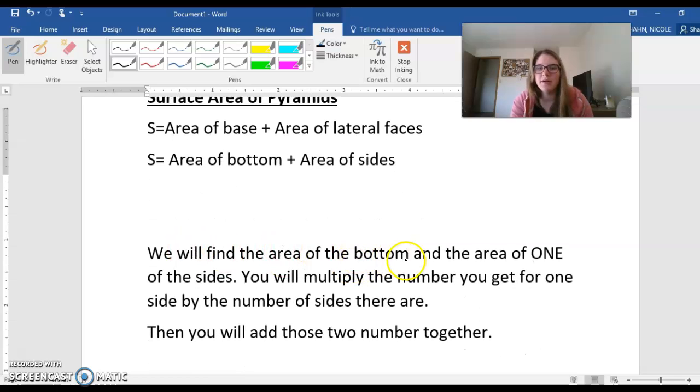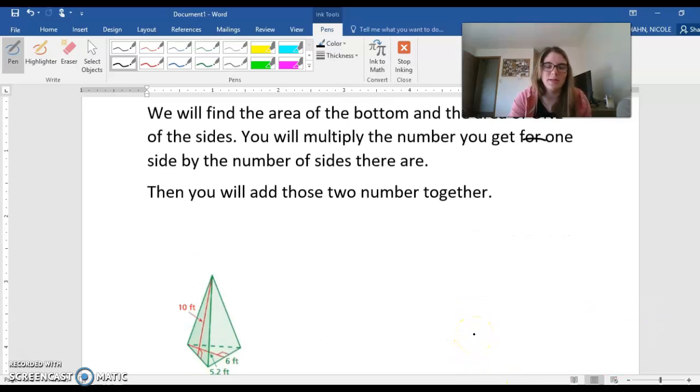So first we're going to find the area of the bottom and the area of one of the sides. Then you'll multiply the number you get for one side by the number of sides that there are. So whatever you get for one side, if there's 3 sides, then you'll take that times 3, and then you'll add that number you get plus the area of the base together. So I'm going to go over that, obviously. That might be a little bit confusing now.